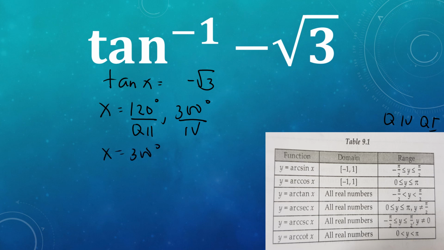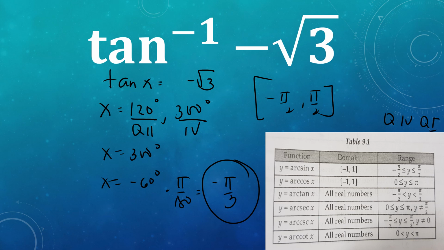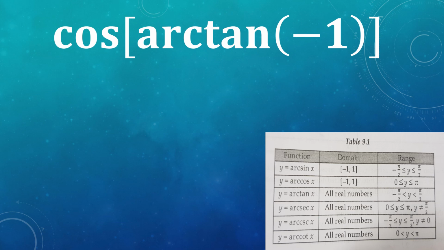However, the range follows negative pi over 2 to pi over 2. Therefore, what are we going to do? We're going to get the negative coterminal angle for x equals 300 degrees, and that is x equal to negative 60 degrees. Now we multiply this by pi over 180, and that is negative pi over 3. So the final answer for tan raised to negative 1 of negative square root of 3 is negative pi over 3.